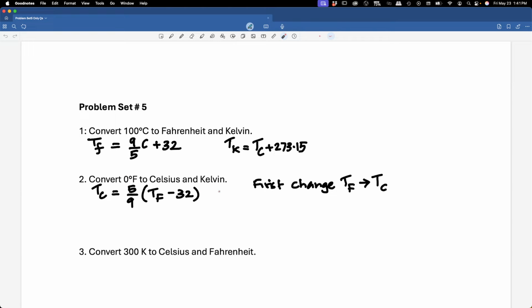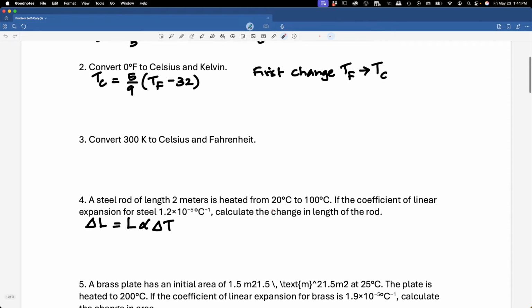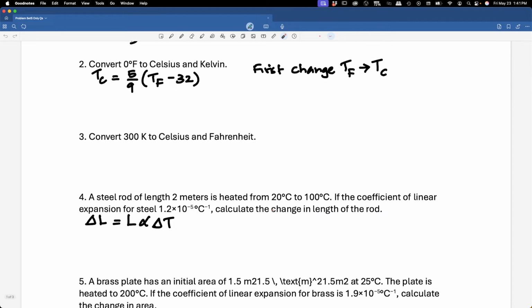And then to change into Kelvin, whatever answer you get for the Celsius, to that add 273.15 like we did for question 1. Now question 3 is the same, so I'm not going to talk about that. So the first 3 questions are to do with change from one scale to another.